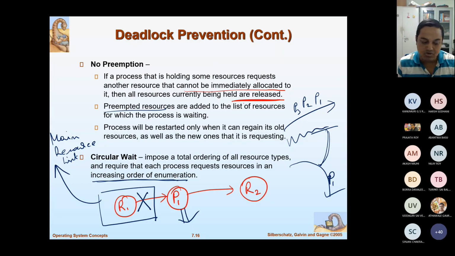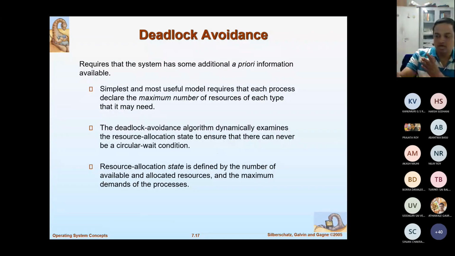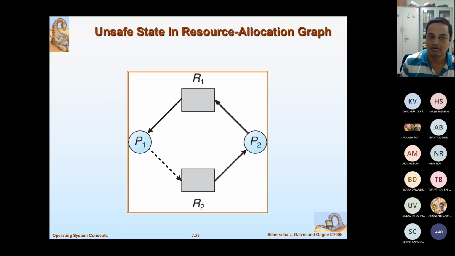In deadlock avoidance, you are finding some mechanism to find a safe sequence among the processes, in which if you send those processes, they will never come to a deadlock situation. And to find that safe sequence, you use this algorithm called Banker's algorithm.